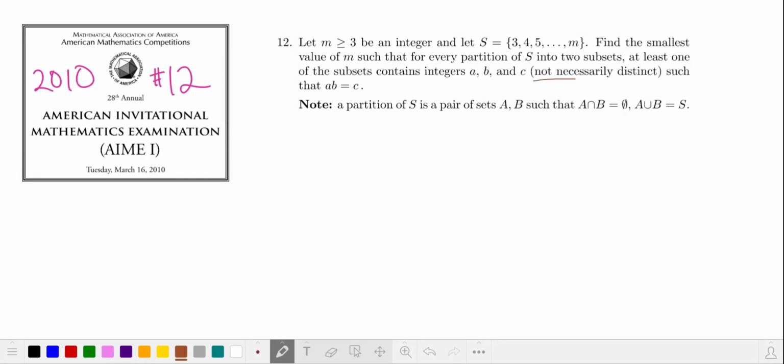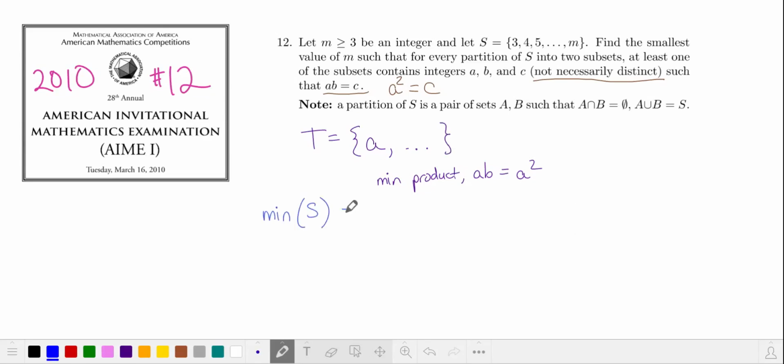A, B, and C are not necessarily distinct. So in addition to this test, A times B is equal to C, we're also going to test A squared is equal to C. So for example, if one of our subsets has a minimum element that's A and some other elements, then the minimum product of A and these other elements of T is A squared. The minimum value of our set S is 3.